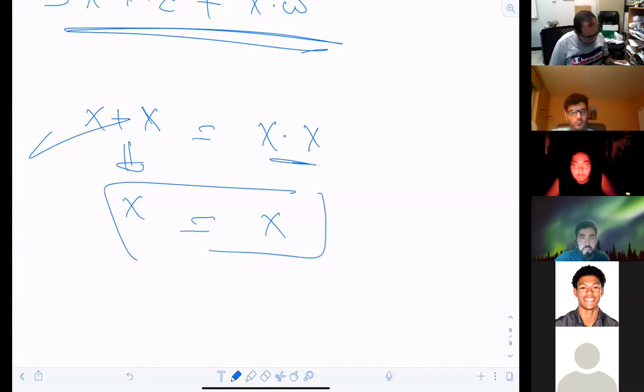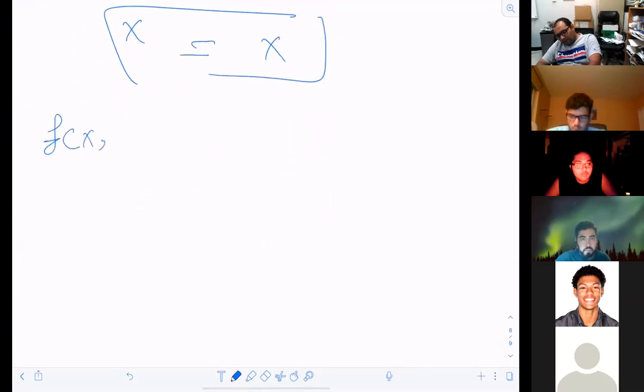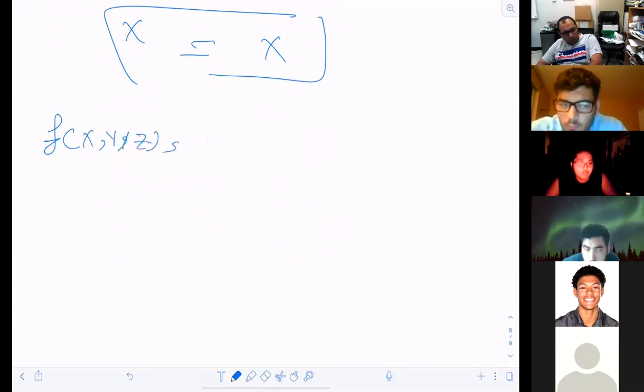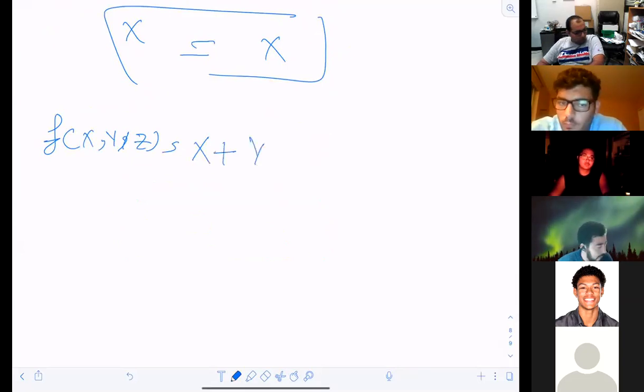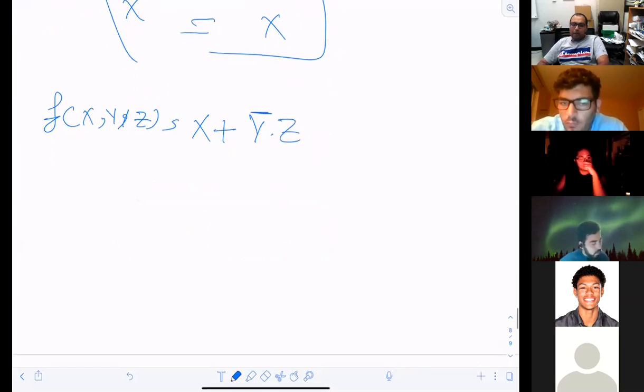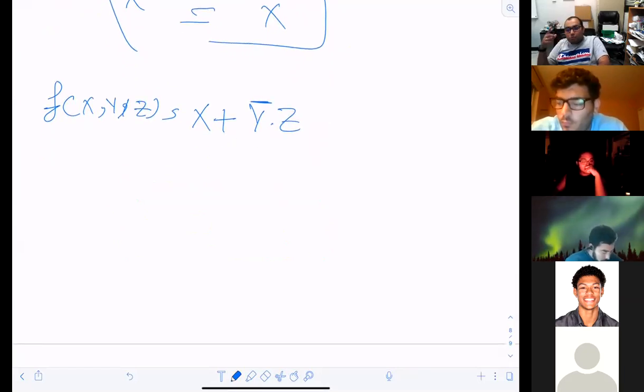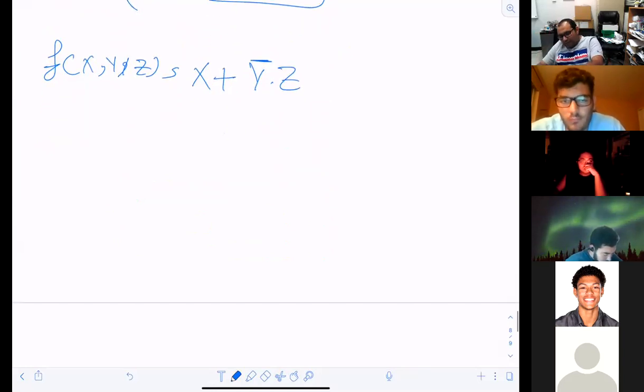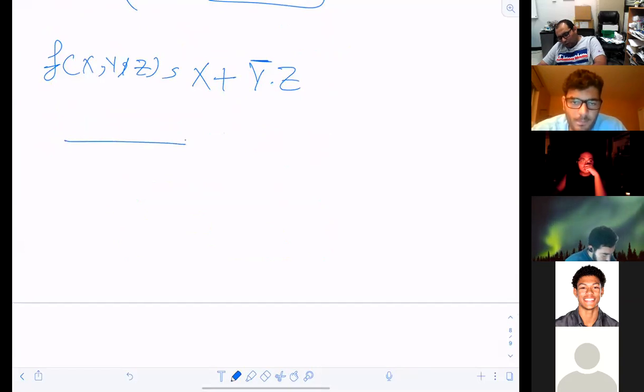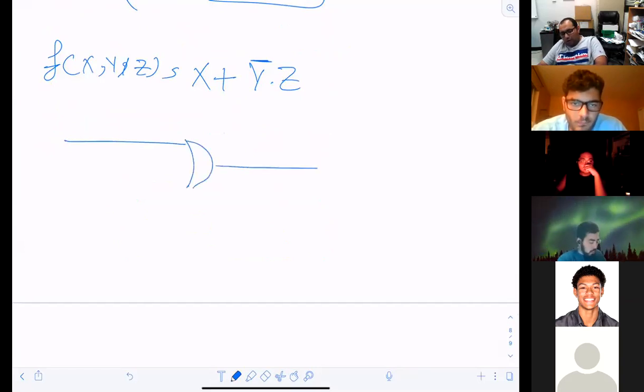Okay, so implementation. We talked about this, but we haven't talked about implementation. If somebody tells you that f as a function of x, y and z is equal to x ORed with y complement ANDed with z, and asks you to implement it using gates, you need to remember the symbols. In that case, how can I implement it? I have an x and it's ORed with a combination of two things ANDed. So I have to have here what? An AND gate.